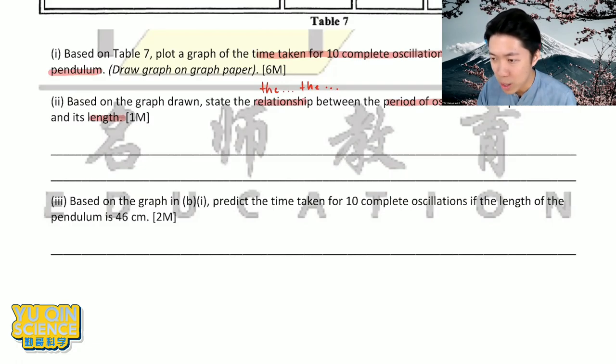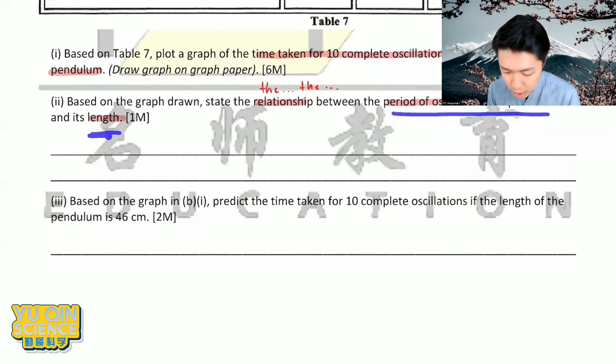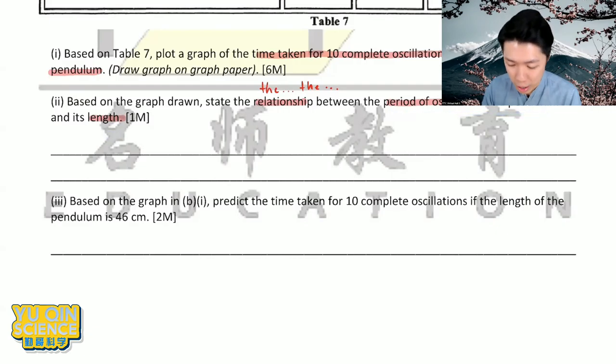The longer the length, the longer the time taken for 10 complete oscillations. I suggest everybody use what is given here. Look at what I highlight. Don't change the words. We follow here to be safe. Don't change the other words. The adjectives can change, the longer, shorter, that one can.